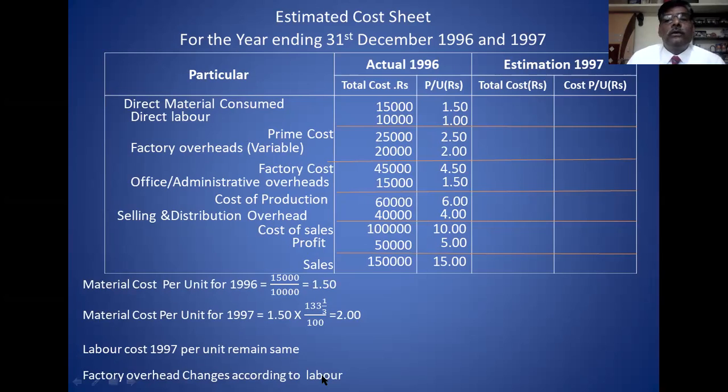There is no change in the labor cost. Therefore, factory overhead is also the same. The factory overhead is rupees 2 per unit. This also remains the same for the next year. Now I will prepare the cost sheet.